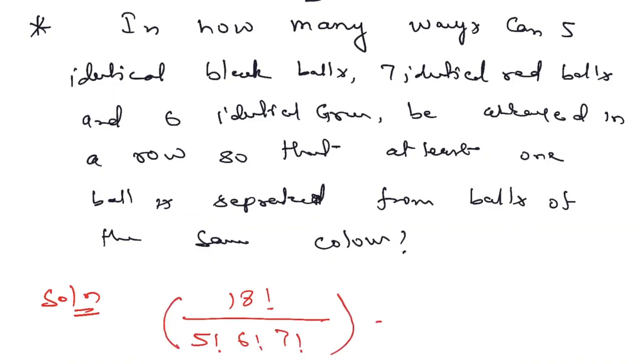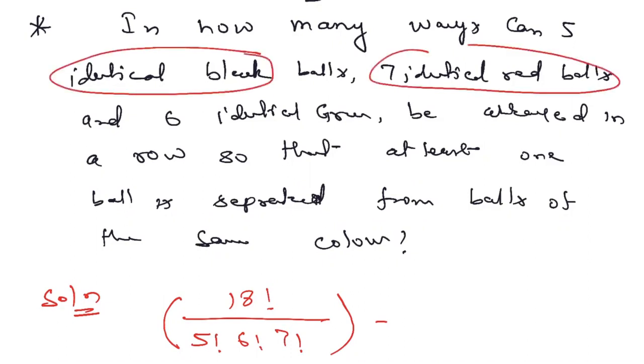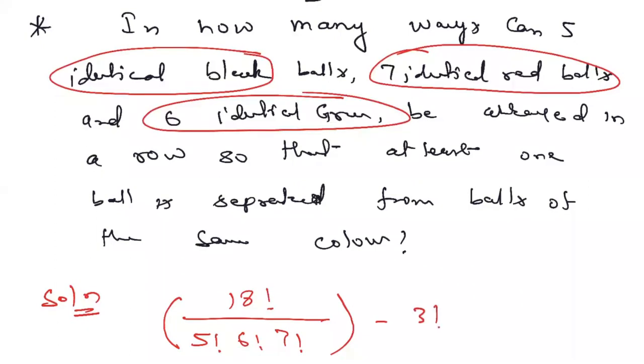one case would be there, where all the five identical black balls will be together, seven identical red balls will be together, and six identical green balls will be together, which is only factorial 3, right? If I'm taking all at a time, so three cases will be there. So this minus factorial 3. The same number of arrangements that I'm subtracting from all the cases. So, right, the question was demanding at least one ball is separated, right? So all the cases where one ball is separated are coming from this only.